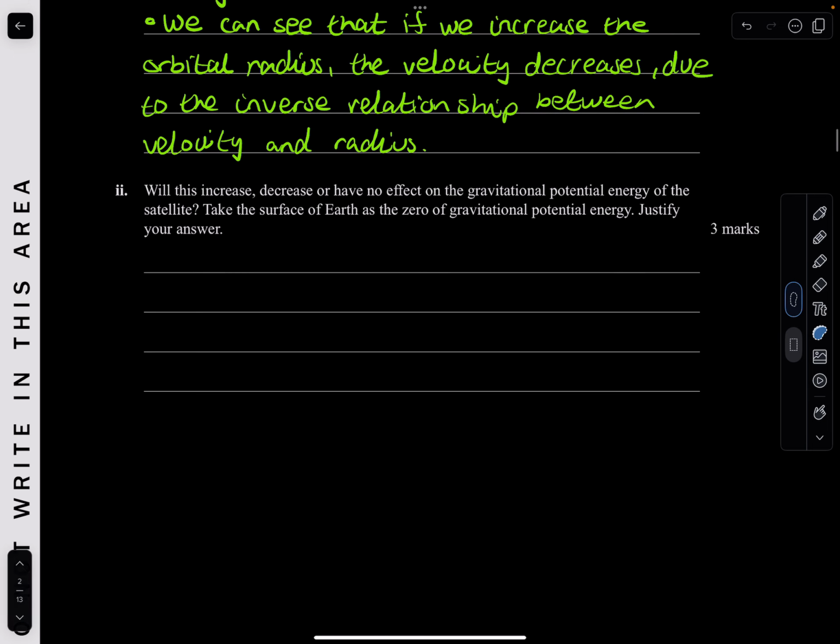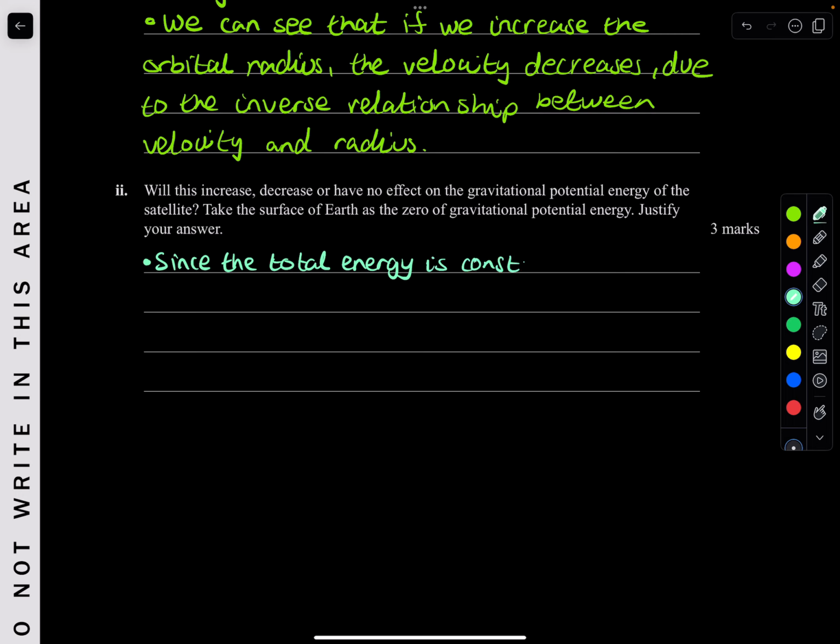So let's now write a nice one. What I'm going to say is, since the total energy is constant, which is equal to, of course, your gravitational potential energy plus your kinetic energy.